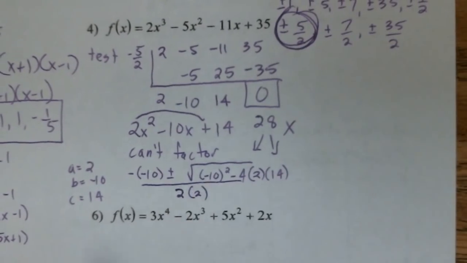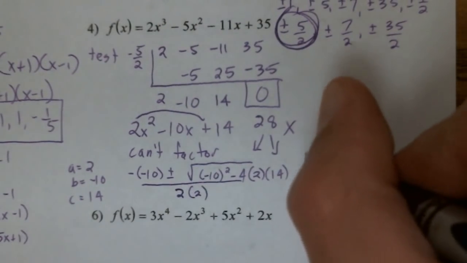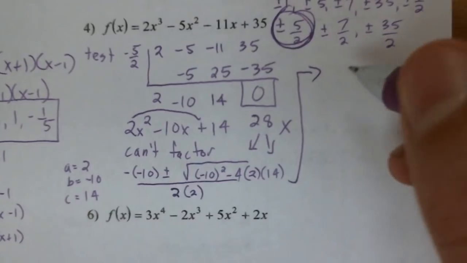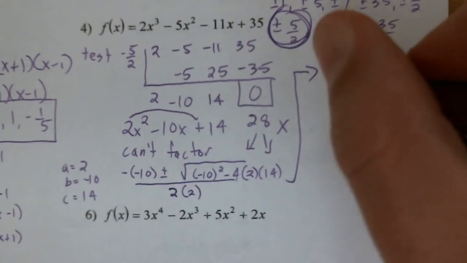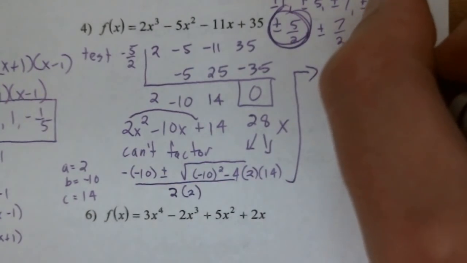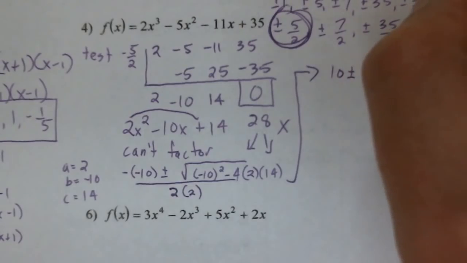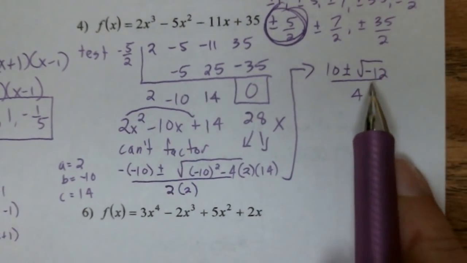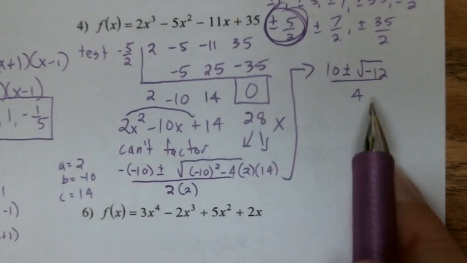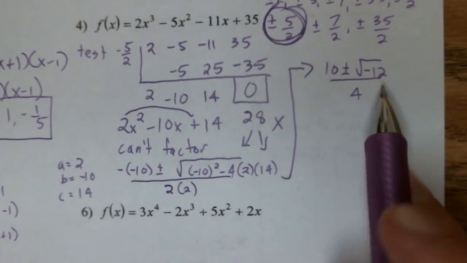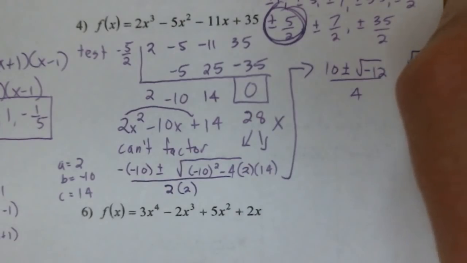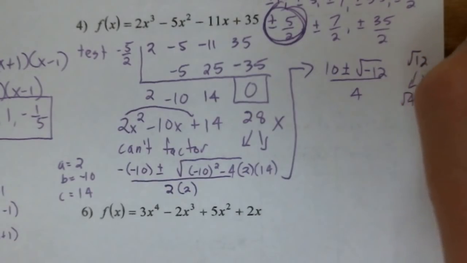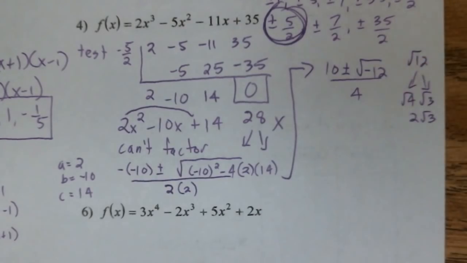I'm not going to go through all this, guys. I've already made videos on the quadratic formula. You should be proficient at that by now. If you type all that into your calculator, you should get 10 plus or minus the square root of negative 12 over 4. Okay, and then here's where we have to break this down, just like we learned before. Square root of 12 breaks down into root 4 and root 3, which is just 2 root 3.